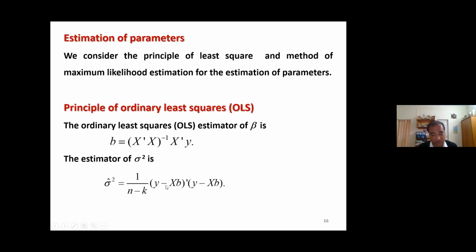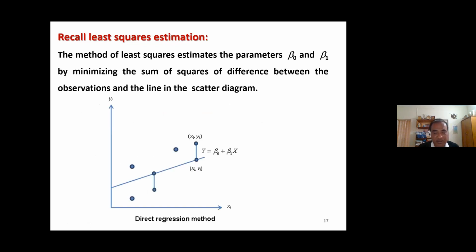Y is known to you, X is known to you, and b you have already obtained. So that is going to be 1 upon n minus k, where n is the number of observations and k is the number of independent variables. Y minus X b is simply your residuals. So you are simply trying to find the sum of squares due to residuals, (y minus X b) transpose (y minus X b). Now this will also give you the value.